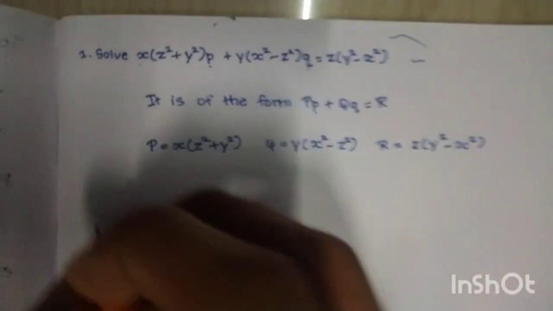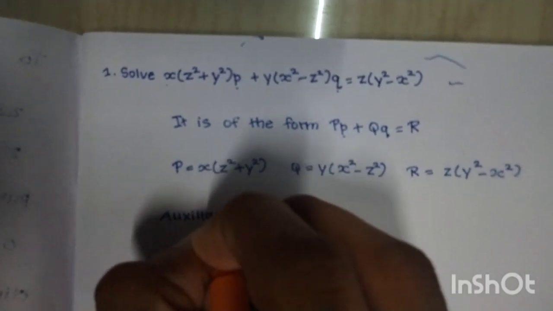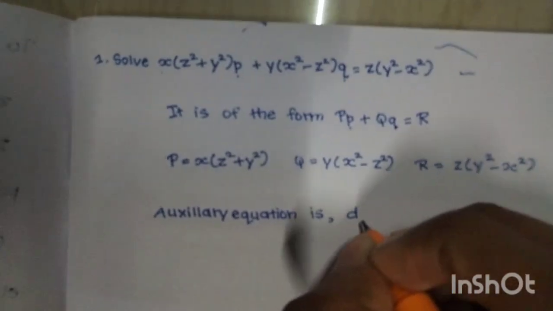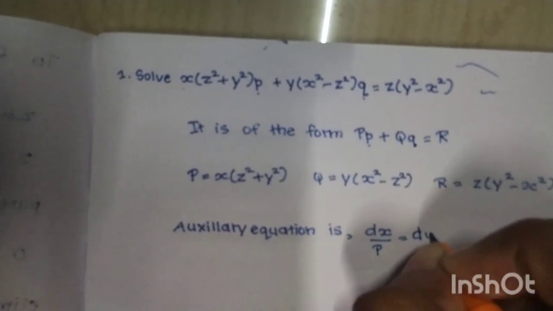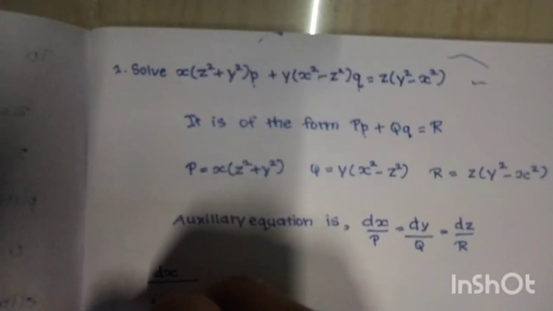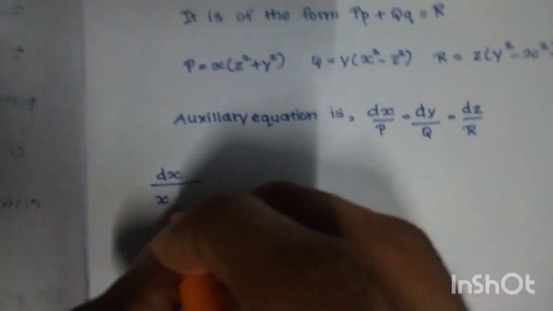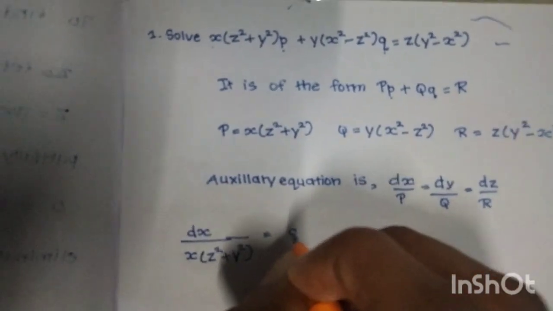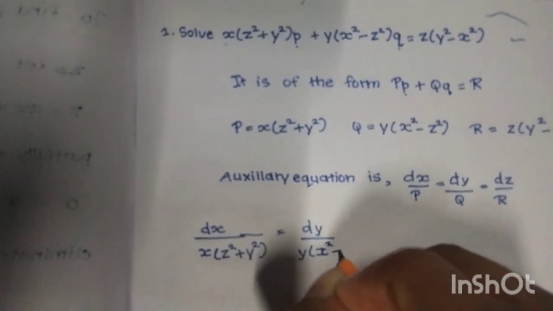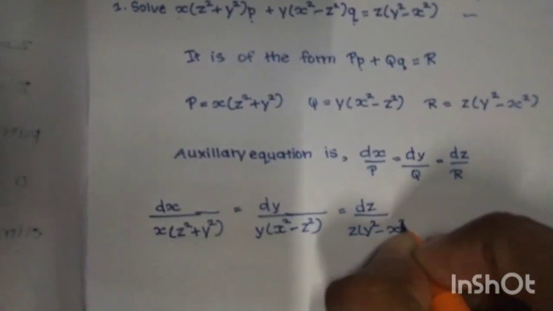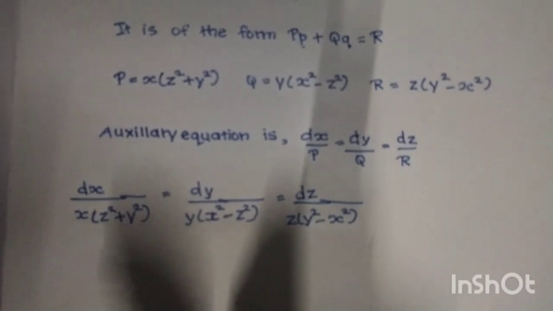So now auxiliary equation is this. We have to remember dx by capital P equal to dy by capital Q equal to dz by capital R. Now substituting P, Q, R from here, it will become dx by x into z square plus y square equal to dy by y into x square minus z square equal to dz by z into y square minus x square. Now we have to choose the multipliers.